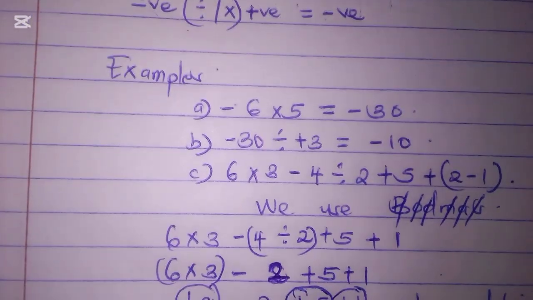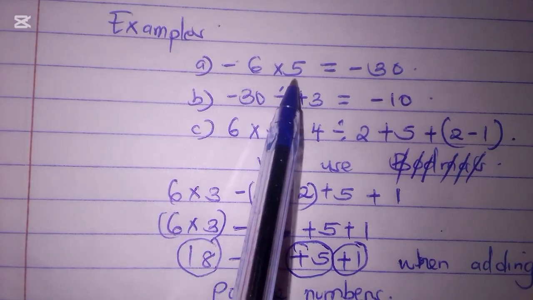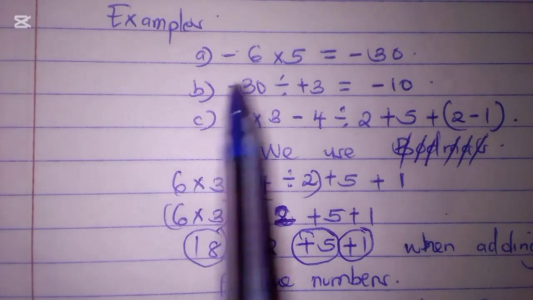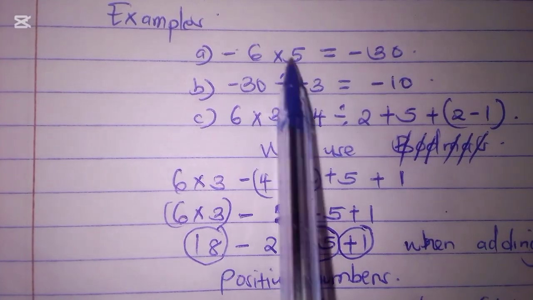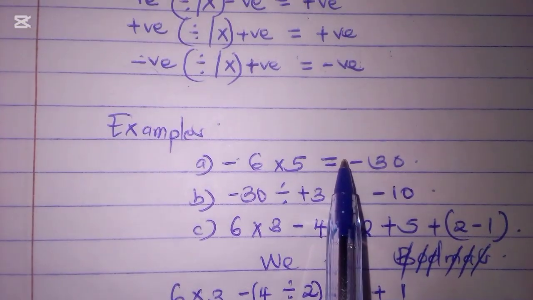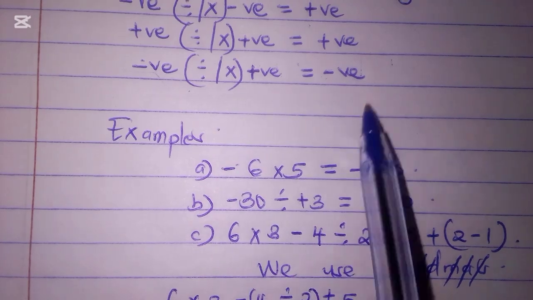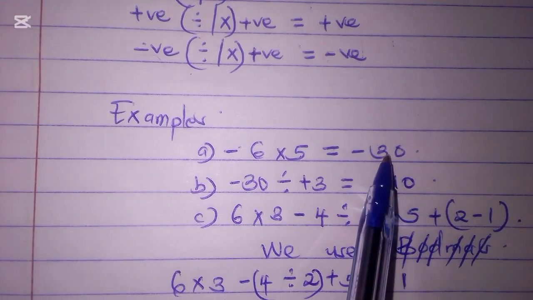And look at all my examples quickly. In the first example, we're having negative 6 and we are multiplying by 5. Simply, always multiply the signs first before you multiply the whole number. So we are having negative, here we are having positive. It will always give us a negative. The law that we're having here will give us a negative. Then 6 multiplied by 5 gives us 30.